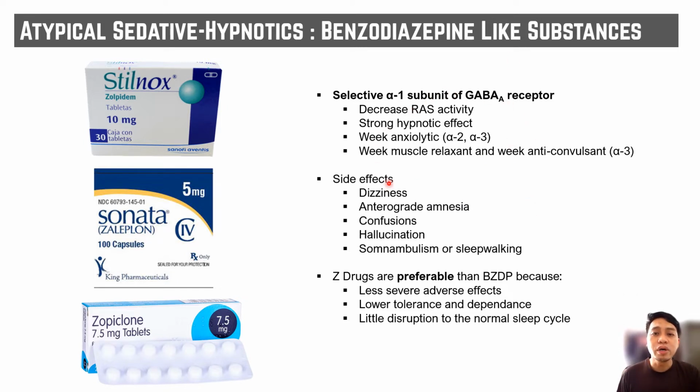It can also decrease the reticular activating system activity in the brainstem, which in turn causes a strong hypnotic effect. Unlike benzodiazepines, Z drugs are weak anxiolytics, weak muscle relaxants, and weak anticonvulsants. Zaleplon is short-acting and helps those having difficulty falling asleep. Zolpidem is the most widely prescribed hypnotic agent.